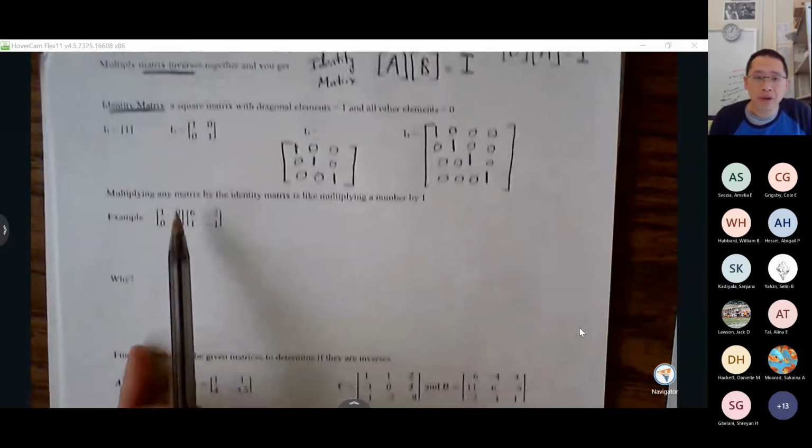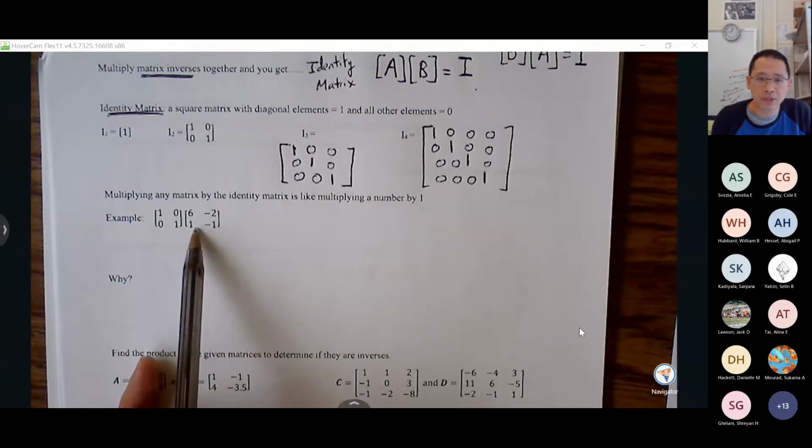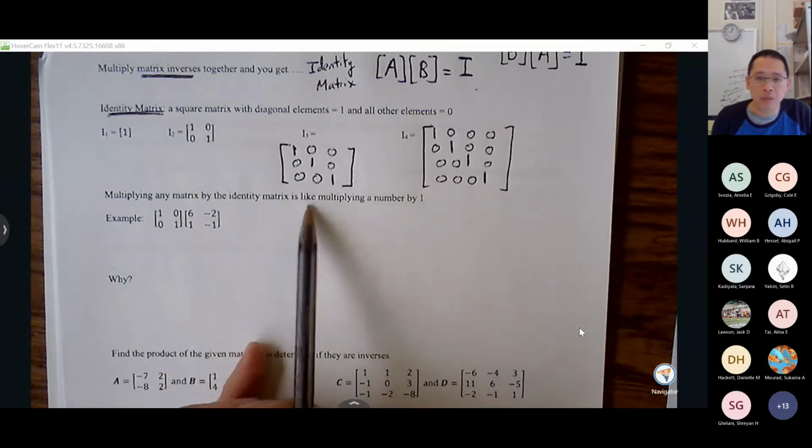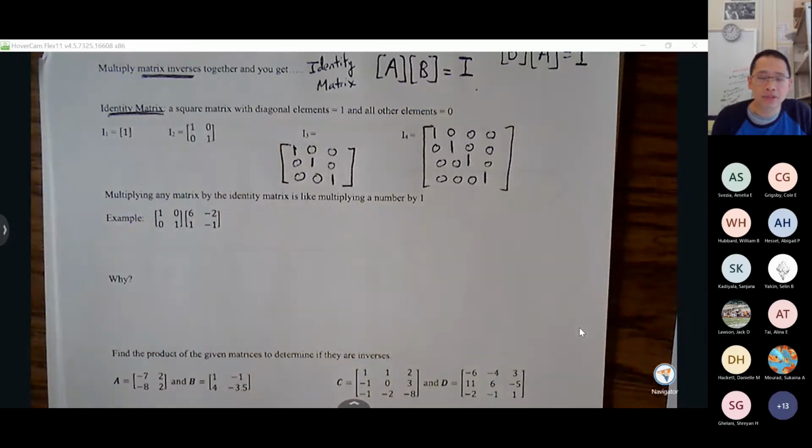So here, this example says, if I were to multiply matrices together, we have a 2-by-2 matrix and a 2-by-2 matrix. If these are truly inverses of each other, then I should be able to multiply them together and get a 1, 0, 0, 1 matrix. Oh, wait, I'm sorry. Let me back up. That's not what it's saying.